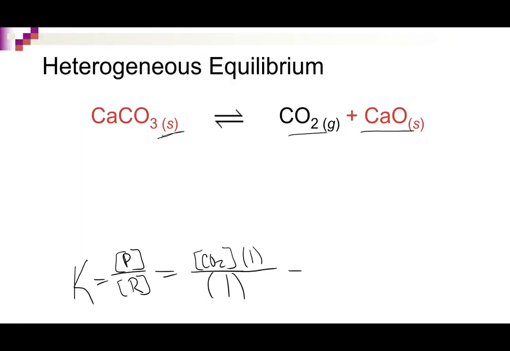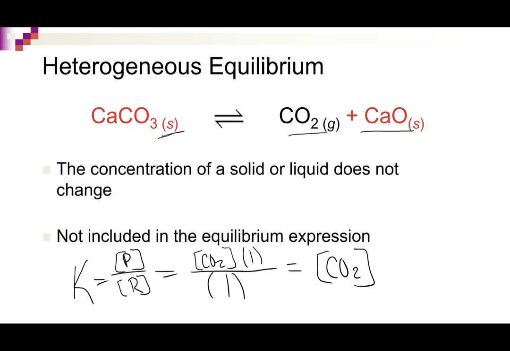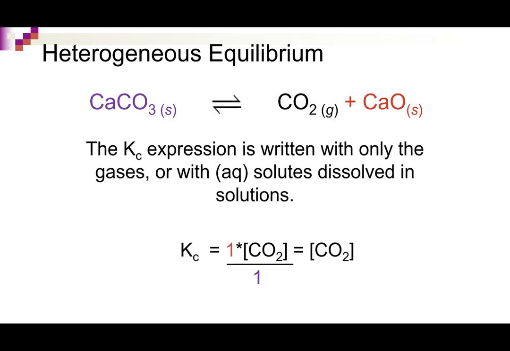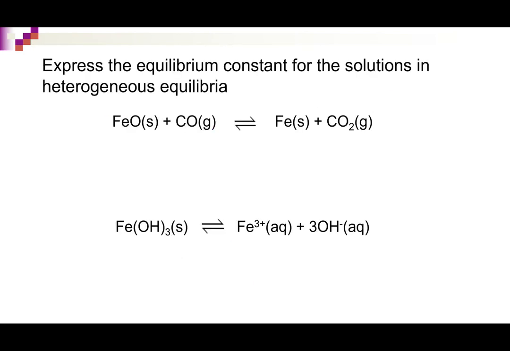All right. So to clean this up, anything times 1 divided by 1 is not going to affect that problem. So the K value for this equation is just the concentration of CO2. That's it. That's all it is. Okay. That's what this tells us right here. Why don't you guys go ahead and pause the video and see if you can write the equilibrium expressions for the following reactions.